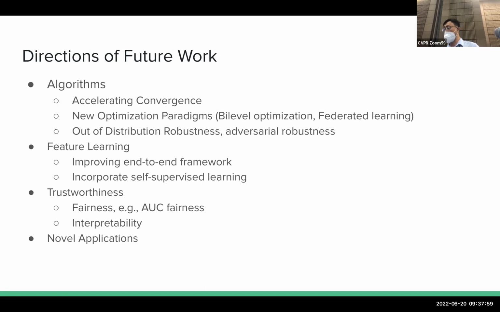Also we can consider using the AUC loss, using the NDCG loss to do the self-supervised learning, which is another interesting direction. So another thing is about the trustworthiness, right?